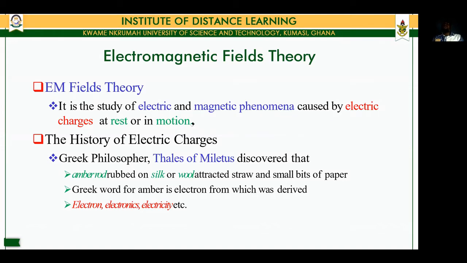So even though we have both magnetic and electric phenomena, they are all caused basically by what? The electric charges, either when they are at rest or in motion. If we look at electric charges at rest, that study is called what? Static electric field. Static. That is when the charges are at rest. And when they are in motion, then we are looking at dynamic fields.